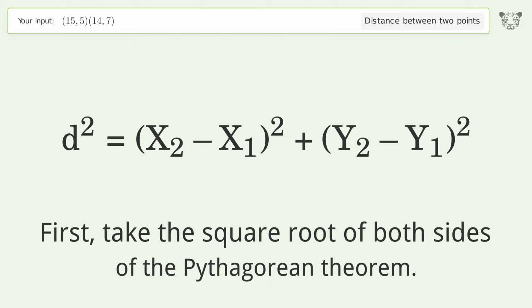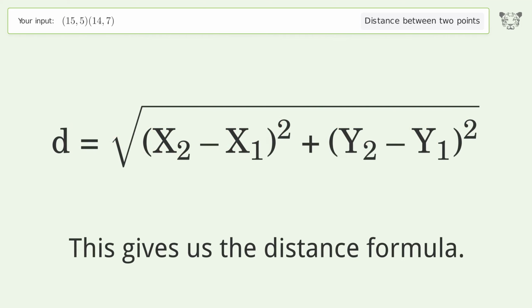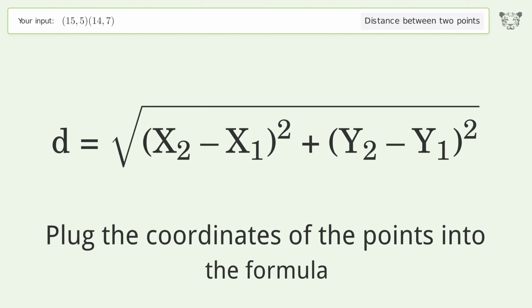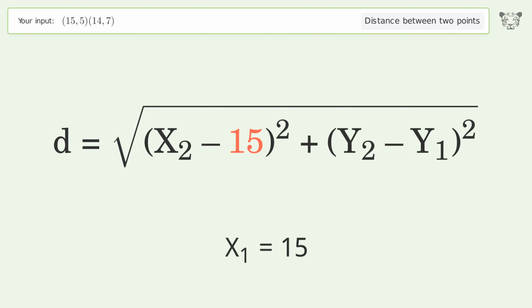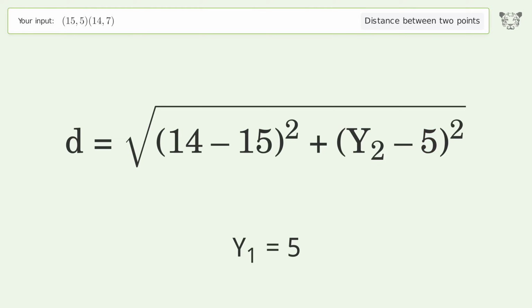First, take the square root of both sides of the Pythagorean theorem. This gives us the distance formula. Plug the coordinates of the points into the formula. x1 equals 15. x2 equals 14. y1 equals 5. y2 equals 7.